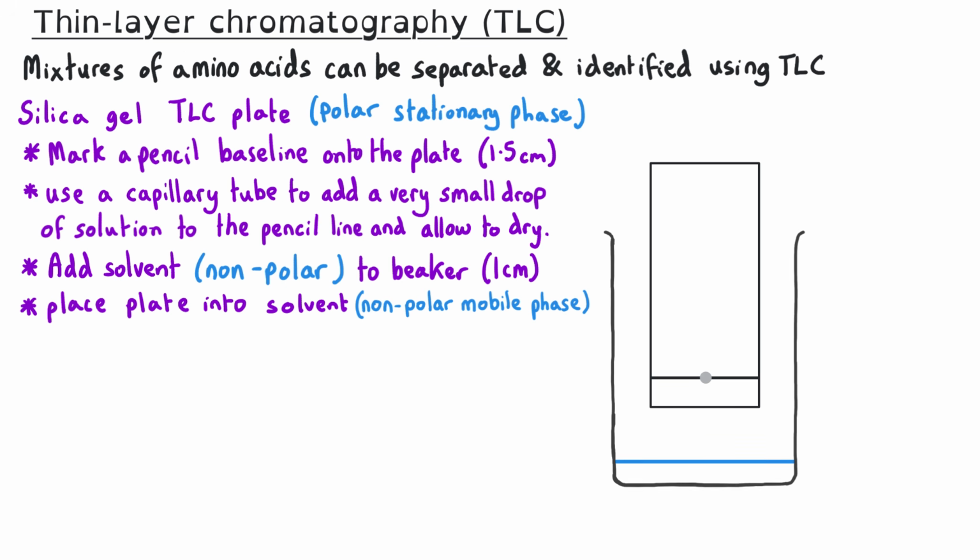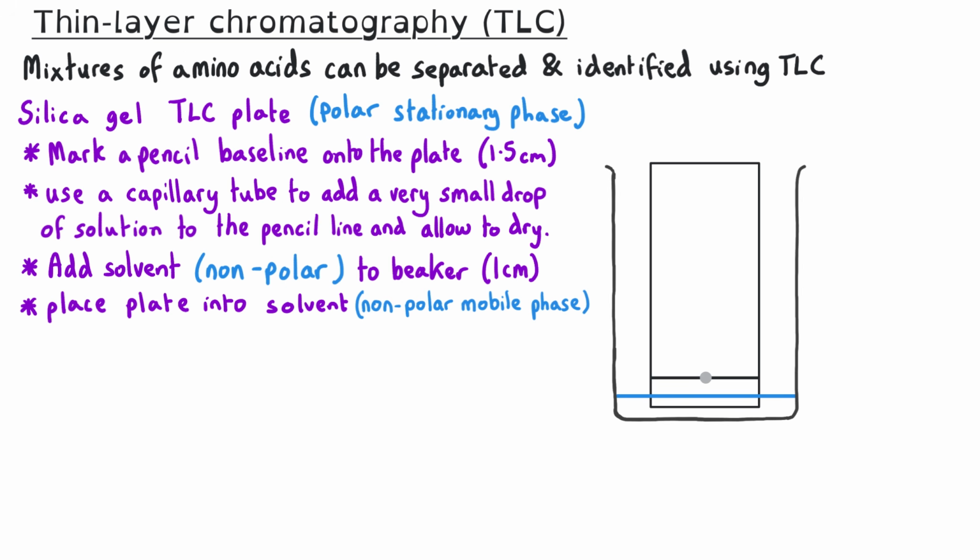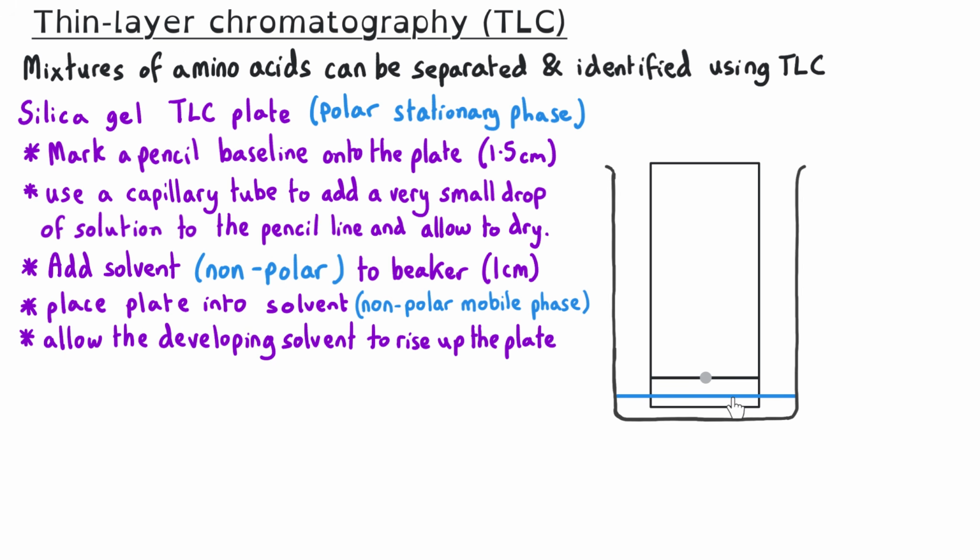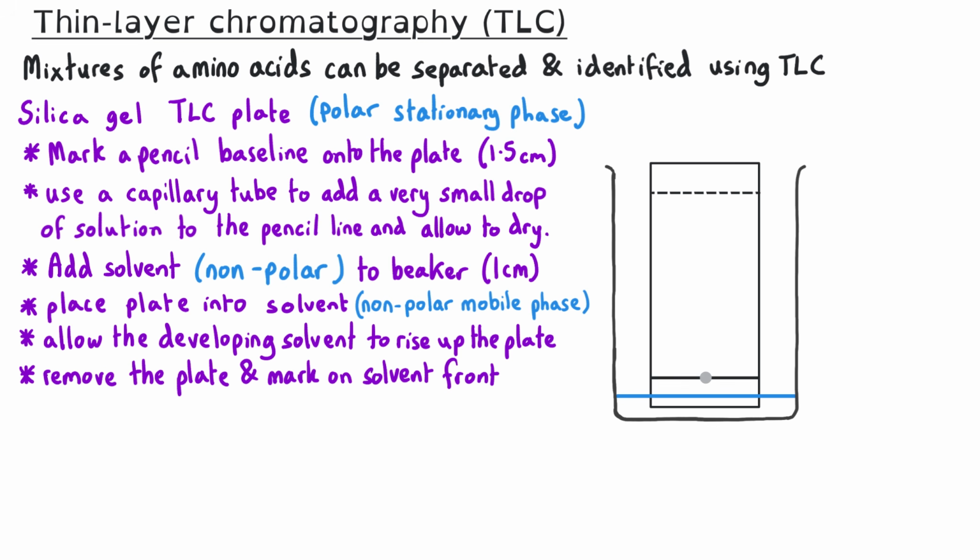Then you would place your plate into the solvent, and we would allow the solvent to rise up the plate. It needs to reach towards the top, but doesn't have to go all of the way up. We would then remove the plate from the solvent and quickly mark on the solvent front with a pencil before the solvent can evaporate. And finally, we would allow the plate to dry.